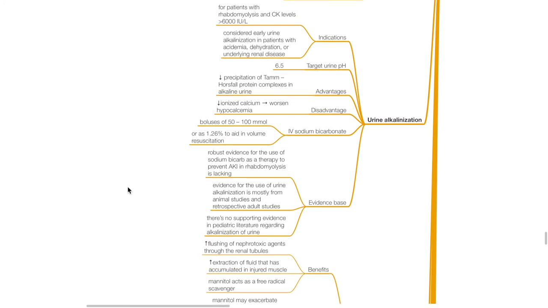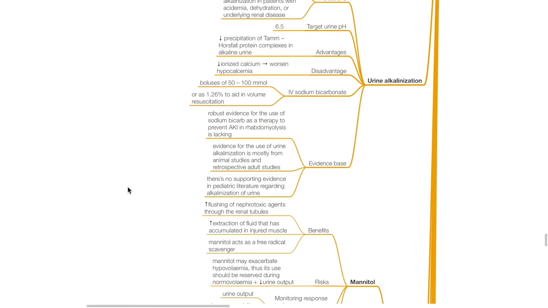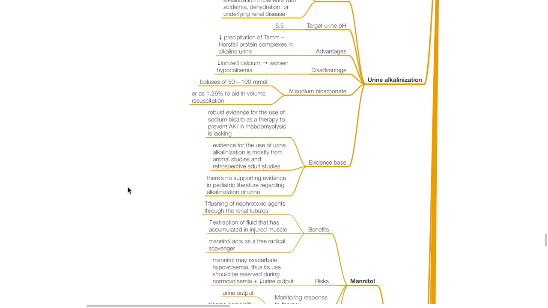Urinary alkalinization can be done by IV sodium bicarbonate boluses of 50 to 100 millimoles, or as 1.26%, to aid in volume resuscitation. Evidence base: robust evidence for the use of sodium bicarb as a therapy to prevent AKI in rhabdomyolysis is lacking. Evidence for the use of urine alkalinization is mostly from animal studies and retrospective adult studies. There is no supporting evidence in pediatric literature regarding urine alkalinization.